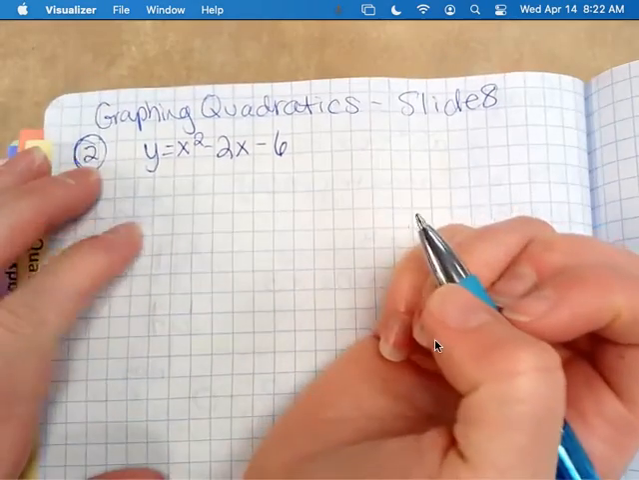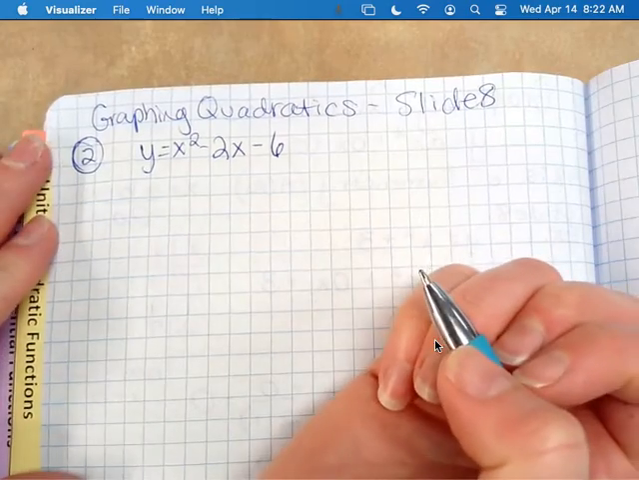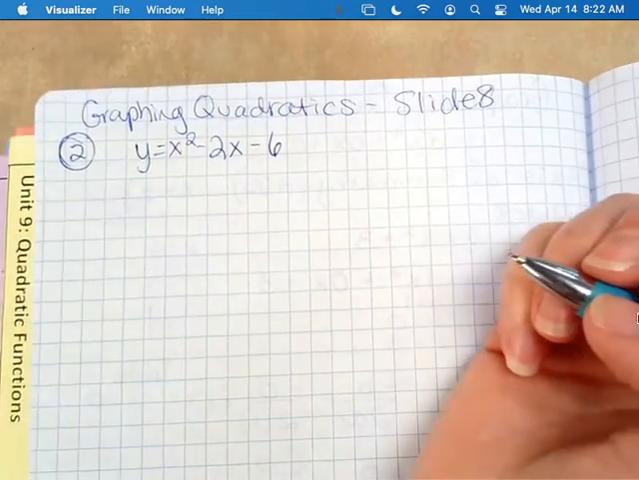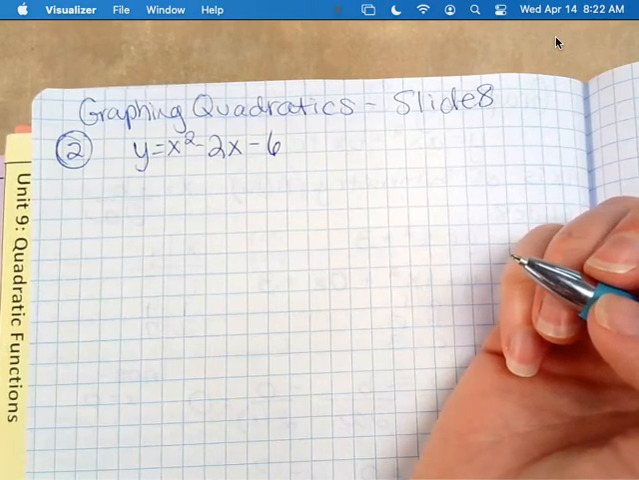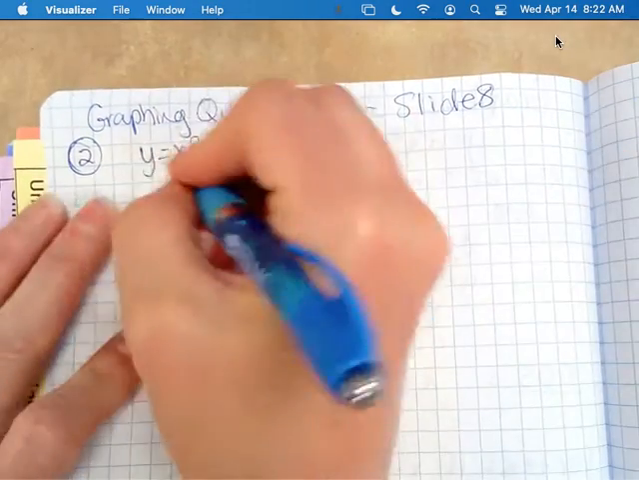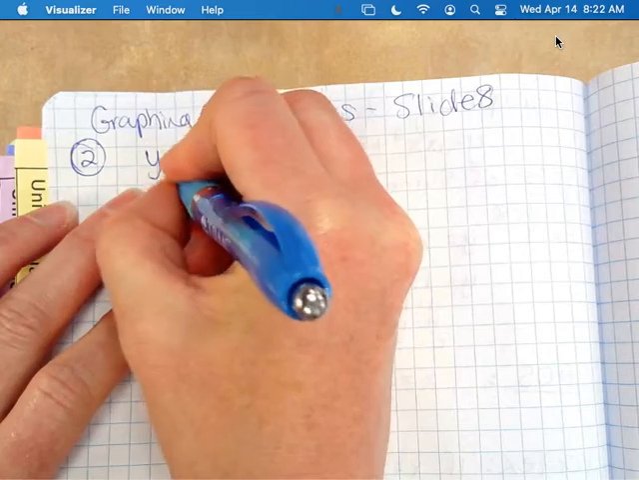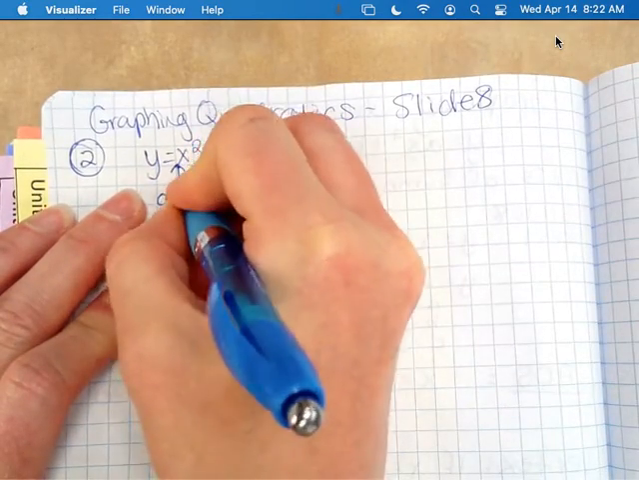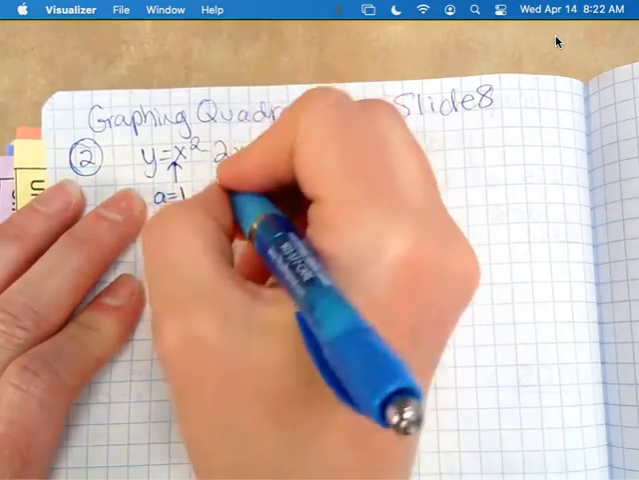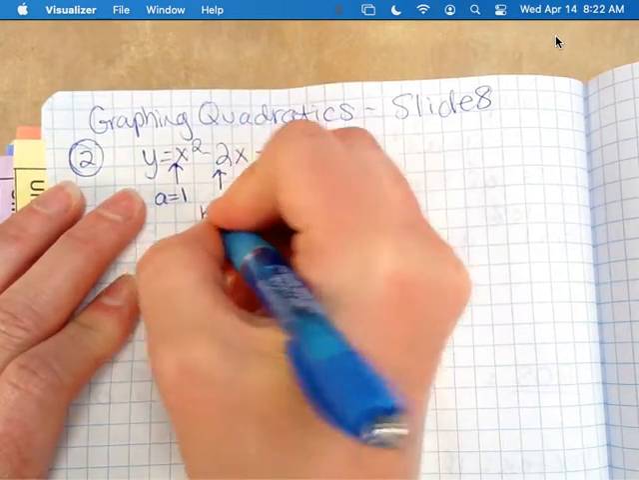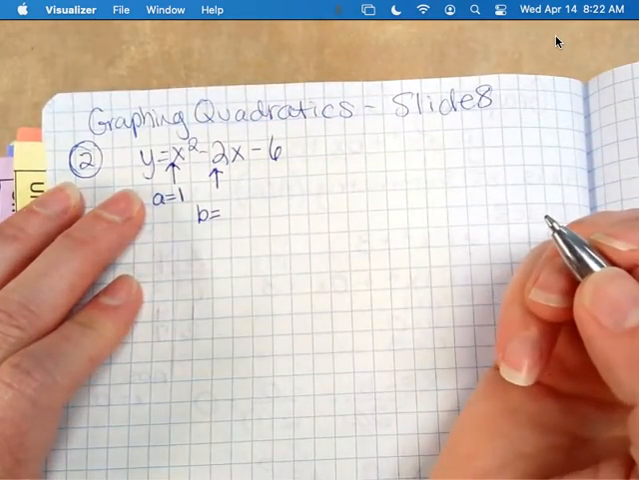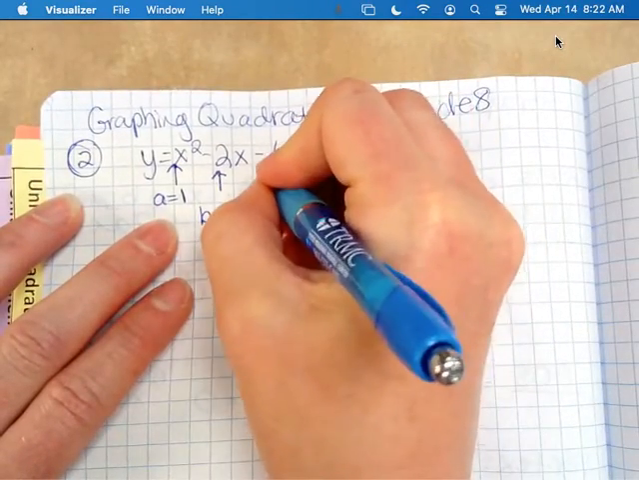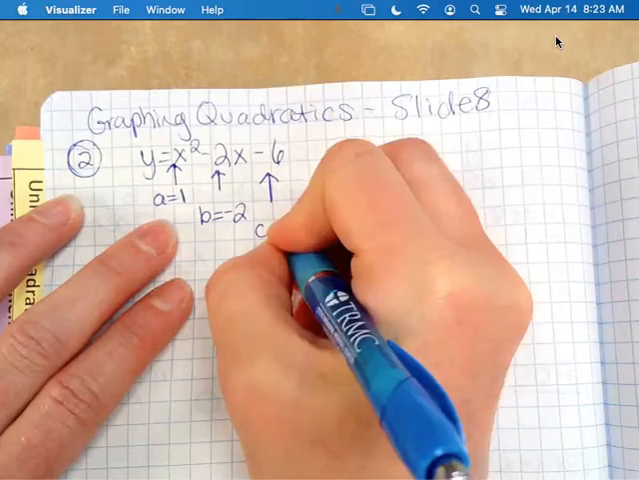So the first thing we're asked for is the axis of symmetry. So we need to identify what our A, B, and C are. Our A value is the coefficient of x squared. So it's 1. Our B value is our coefficient of the x. And our C value is our constant term.